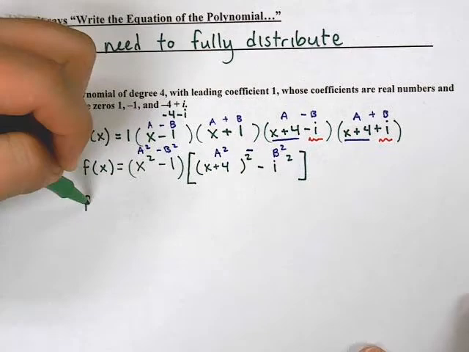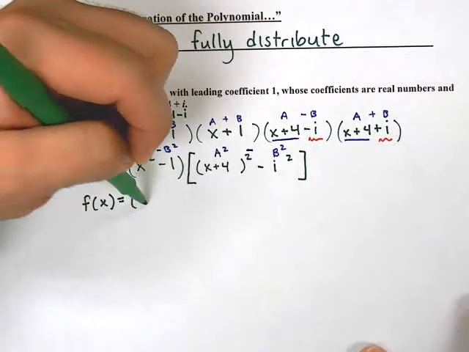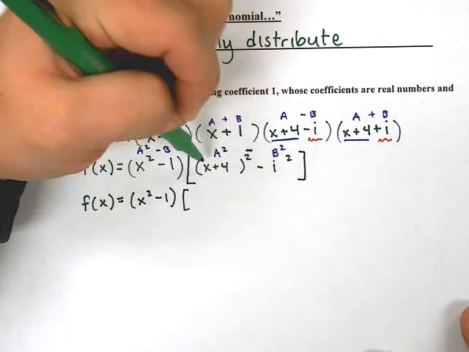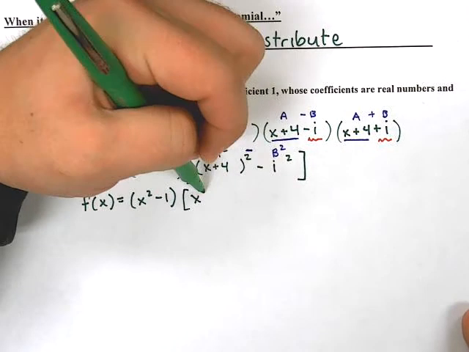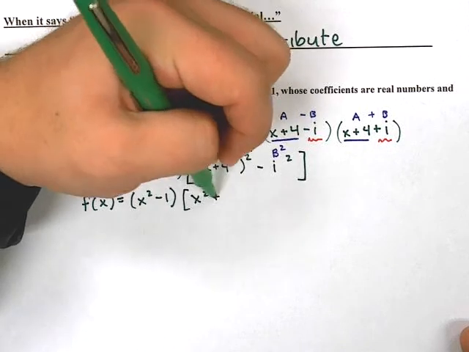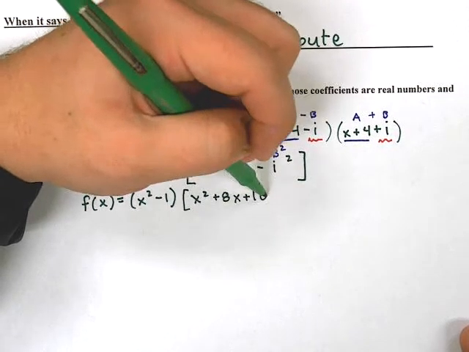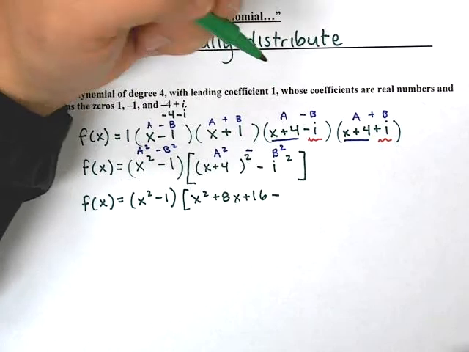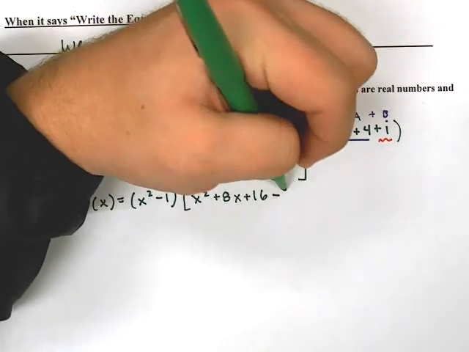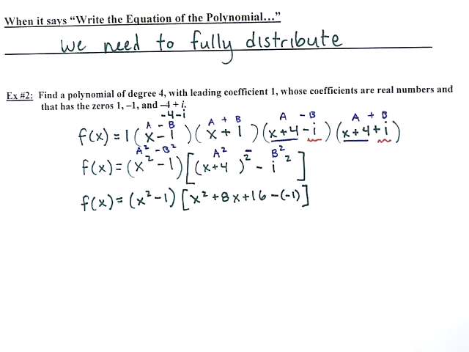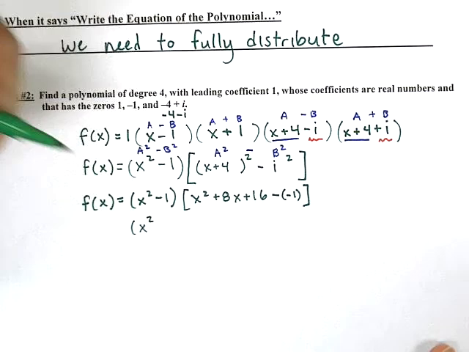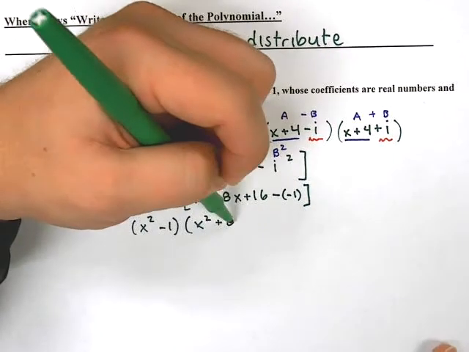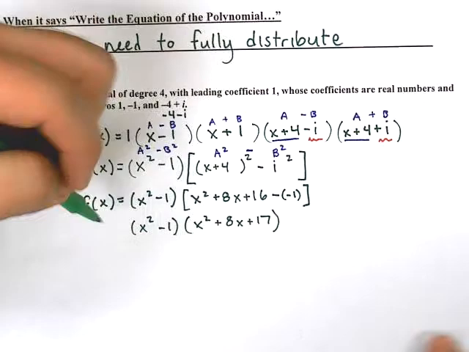Let's keep going. f of x equals x squared minus 1. Now, we know x plus 4 squared, that's going to be what? x squared plus 8x plus 16. Now we need to subtract i squared, but we know that i squared is always what? Negative 1. All right, so when we clean this up, we get x squared plus 8x plus 17. All right.